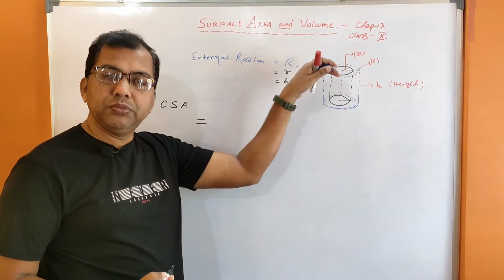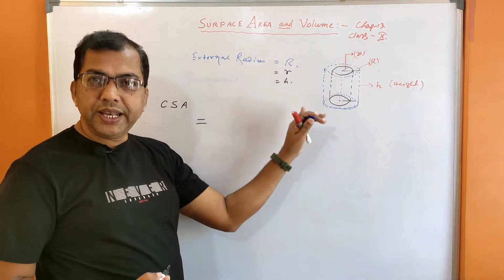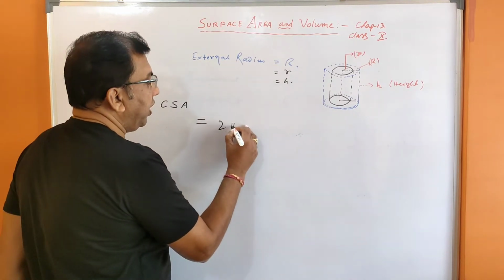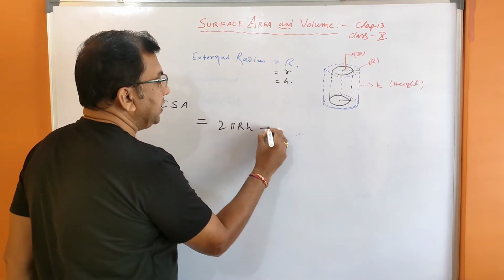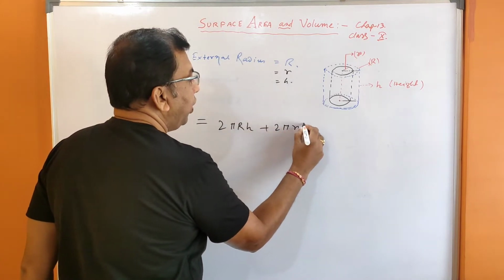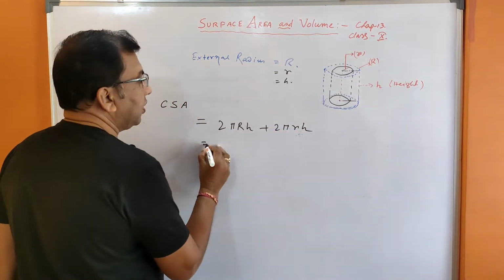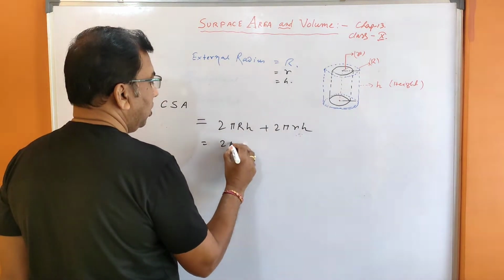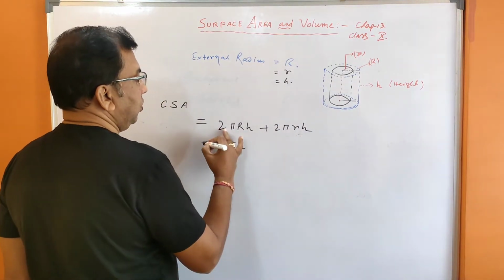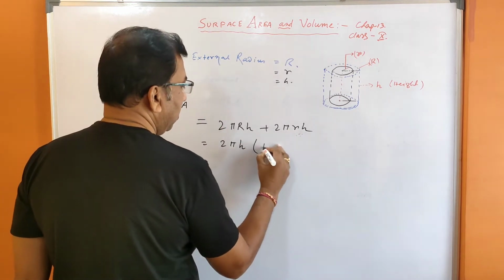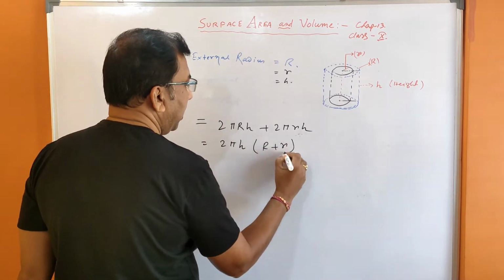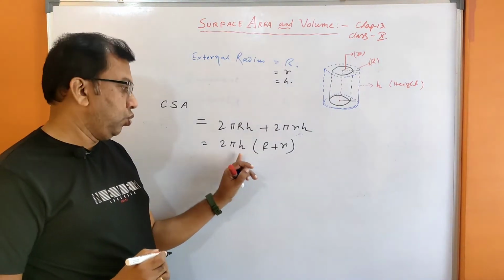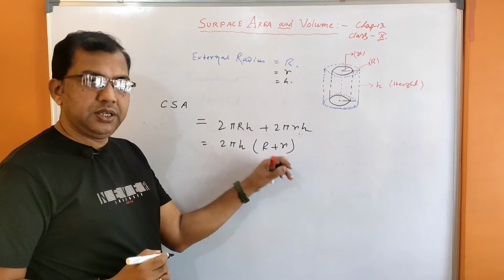What is the curved surface area of a cylinder? 2 pi r h. That means 2 pi capital R h plus 2 pi small r h. Okay, common 2 pi h, so 2 pi h (R plus r). Clear? This is the curved surface area, 2 pi h (R plus r).